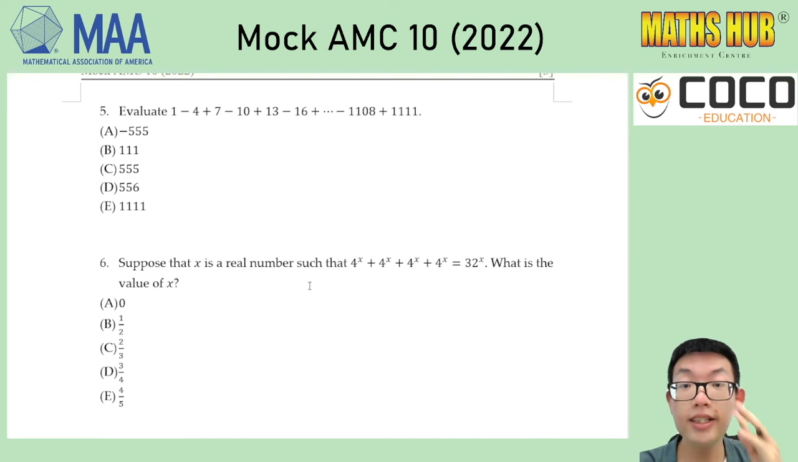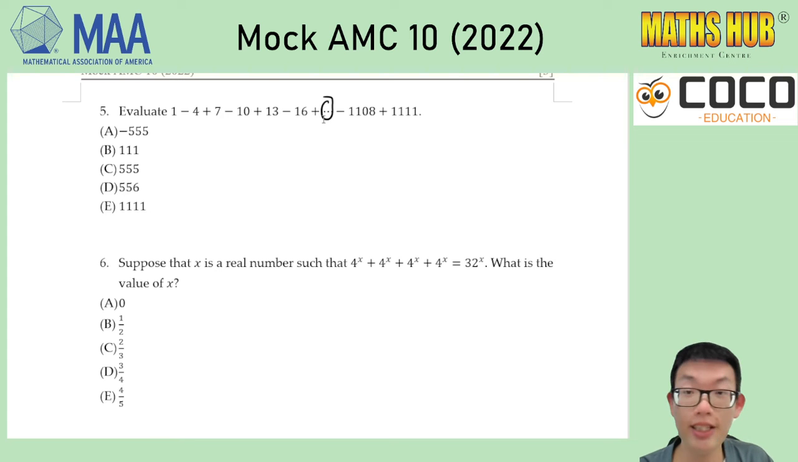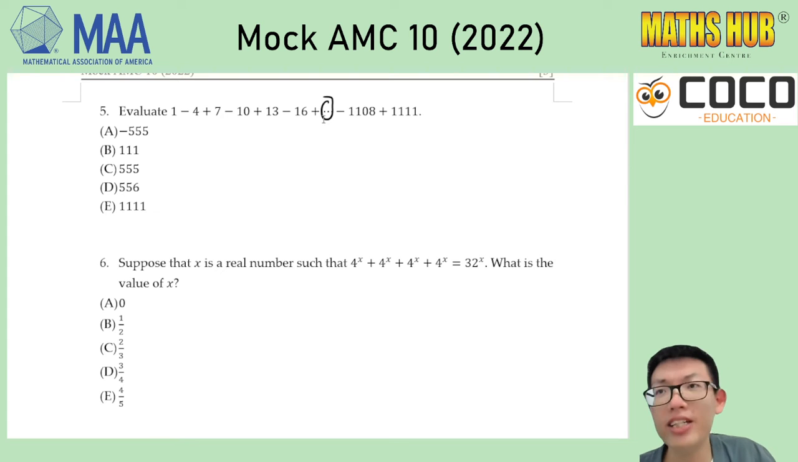Question 5. This is a sequence where you are having to find out what's going on in the dot dot dot. Whenever you see dot dot dot, it means there's a pattern, and you need to know what the pattern is before we can actually calculate the result of the pattern. Now, the first part of the pattern is pretty obvious.